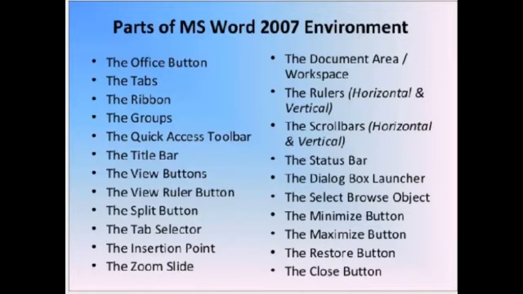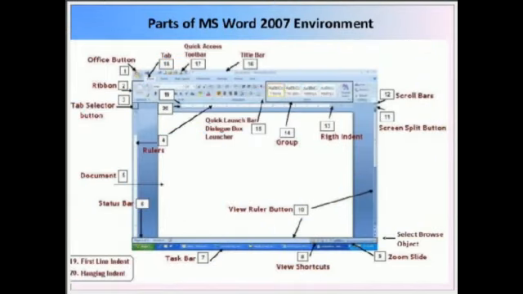And next, the document area or workspace: the rulers, horizontal and vertical, the scroll bars, horizontal and vertical, the status bar, the dialog box launcher, and the select browse object, the minimize button, the maximize button, and the restore button, and lastly the close button. We can see all these parts in this diagram. This is the MS Word window.